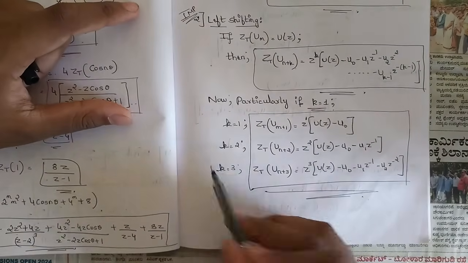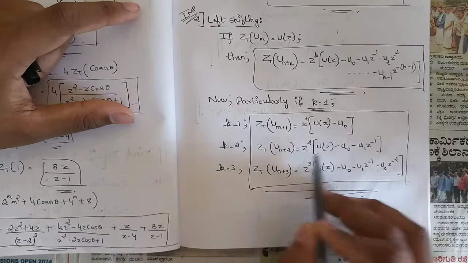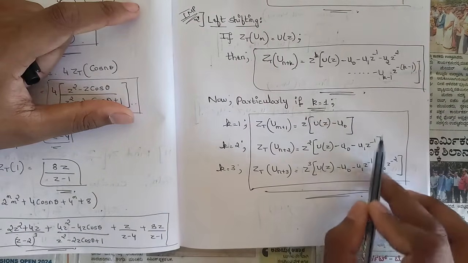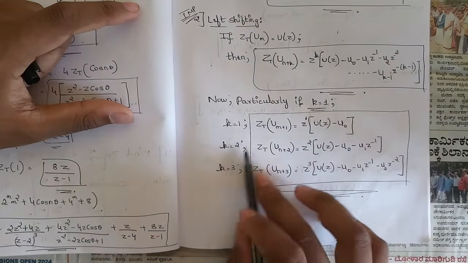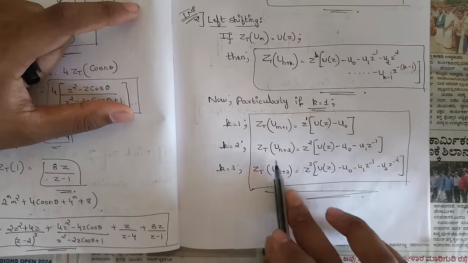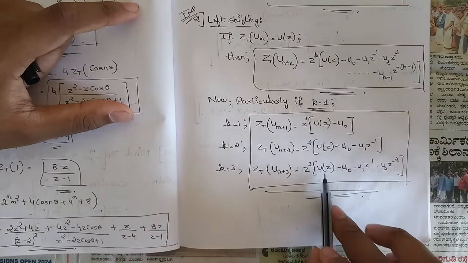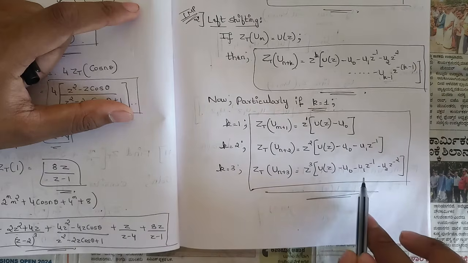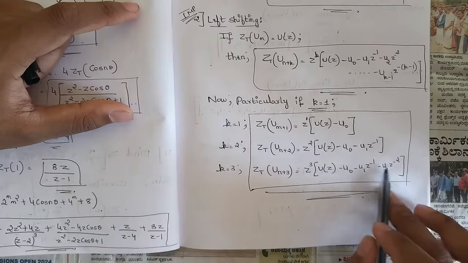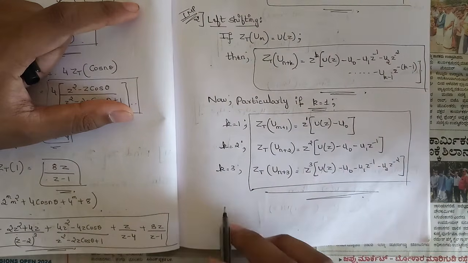Similarly, if k is equal to 2, then the Z-transform of u of n plus 2 is given as z square into U of z minus u0 minus u1 into z to the power minus 1. That is for when k is equal to 2. Similarly, when k is equal to 3, the Z-transform of u of n plus 3 is equal to z cube into U of z minus u0 minus u1 z to the power minus 1 minus u2 z to the power minus 2. Similarly, we can write it even for k is equal to 4.